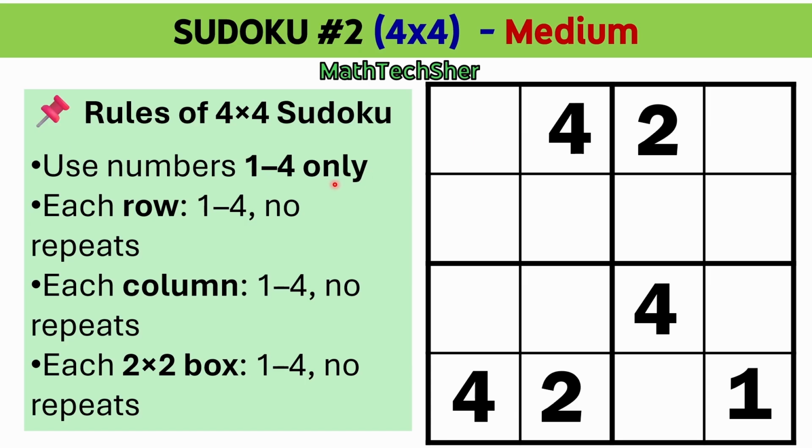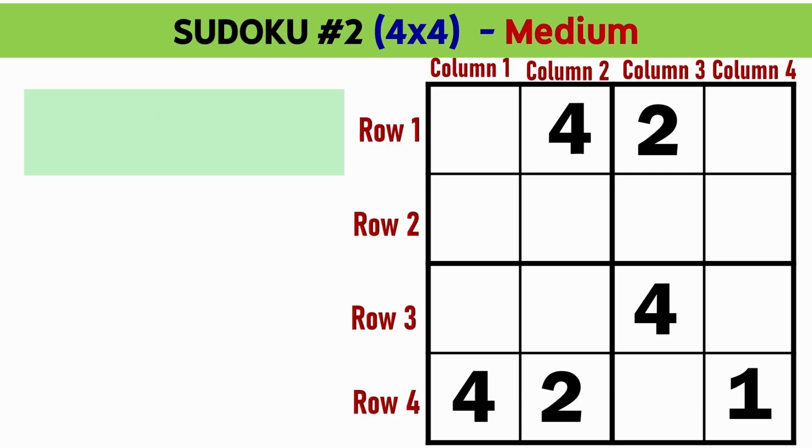Now, let's have this next step. Now, let's look at what you already have. In row 1, we have 4 and 2. In row 3, we already have 4. And in row 4, we have 4, 2, and 1. Great! That gives us some clues. Now, let's solve row by row.